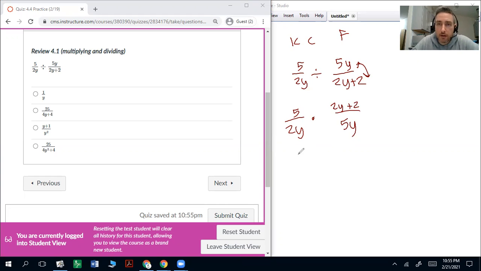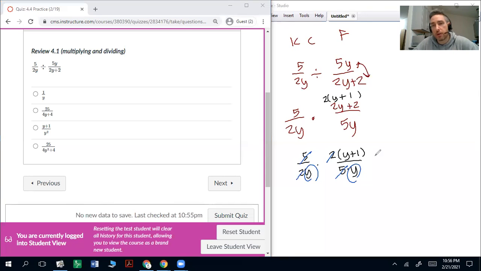Next, factor out the greatest common factor, 2, y plus 1. Nothing else factors. So we're going to say 5 over 2y multiplied by 2, parentheses, y plus 1, over 5y. Okay, we can get rid of the 5s and the 2s. But the y's here don't cancel out because they're on the same side of the denominator. So it's going to be y plus 1 on the numerator over y times y, which is y squared.